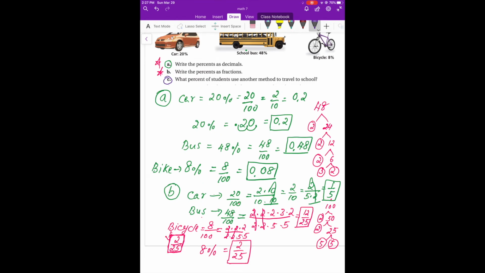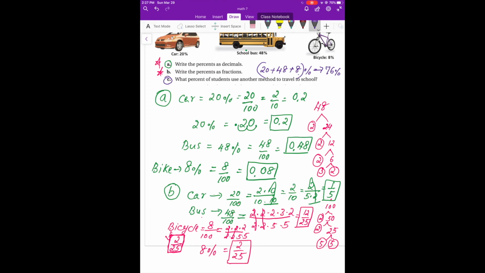So we already have 20 plus 48 plus 8% using the 3 methods that are given, that is car, school bus, and bicycle. So what percent of students use another method to travel to school? How much percent is this? 48 plus 8 is 56. 20 plus 8, 28 plus 48, that is 76% of the students are using these given methods.